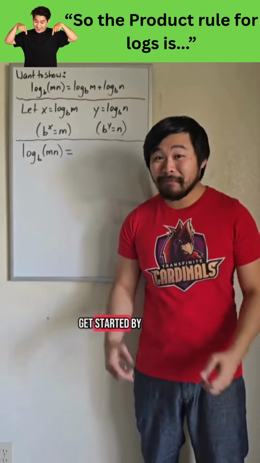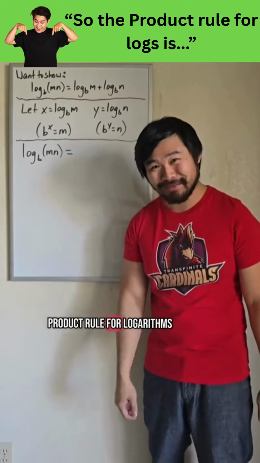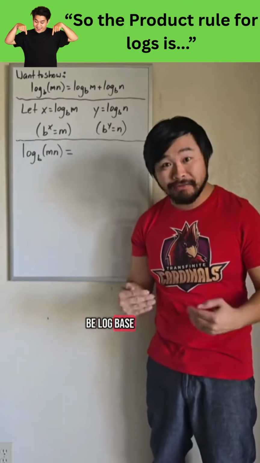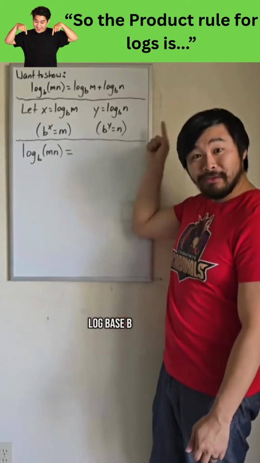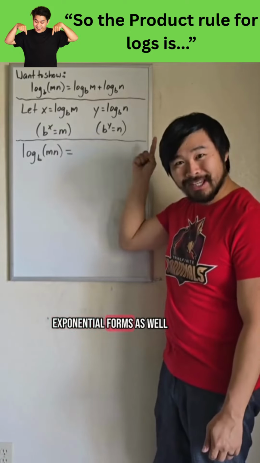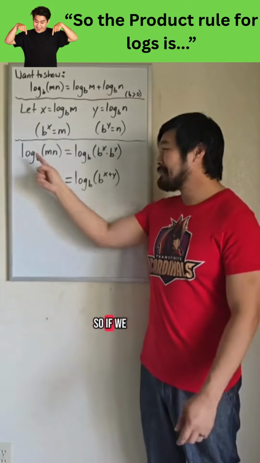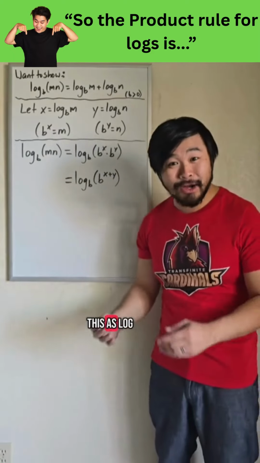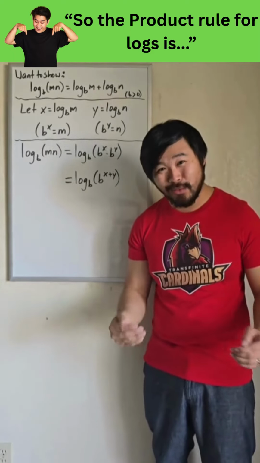Alright, so let's get started by talking about the product rule for logarithms. So this is what we want to show. So let's start by having x be log base b of m, and y be log base b of n. And let's write their exponential forms as well. So if we have log base b of m times n, we can use substitution to rewrite this as log base b of b to the x times b to the y.